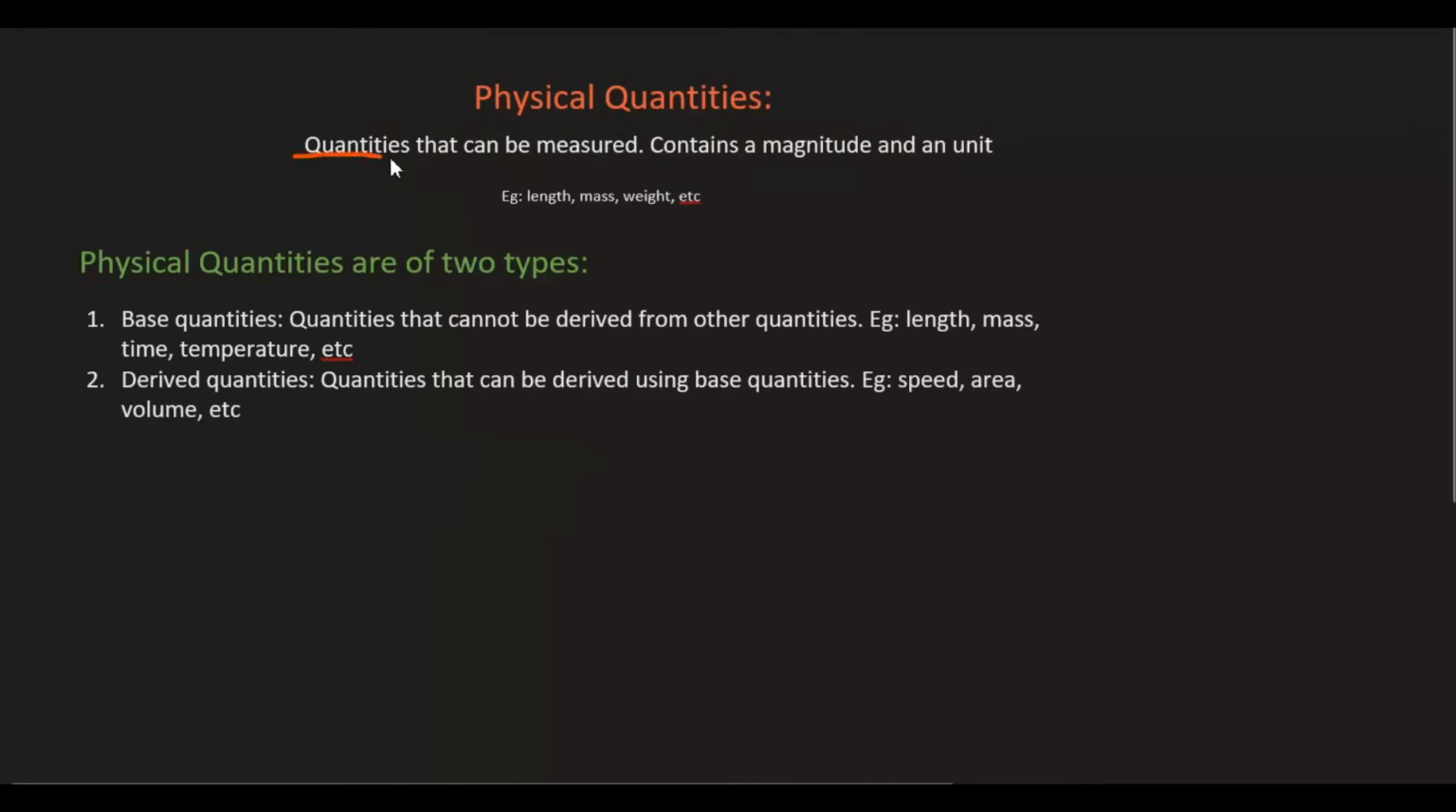Basically, physical quantities are quantities that can be measured. It contains a magnitude and a unit. Physical quantities are of two types, the first being base quantities and the second being derived quantities. What are these things? First, I recommend you to write everything that is on the screen and then I can get started. Alright, so let's see what is actually physical quantities.